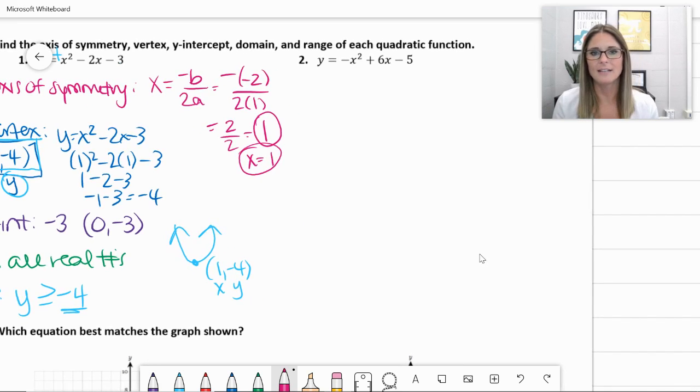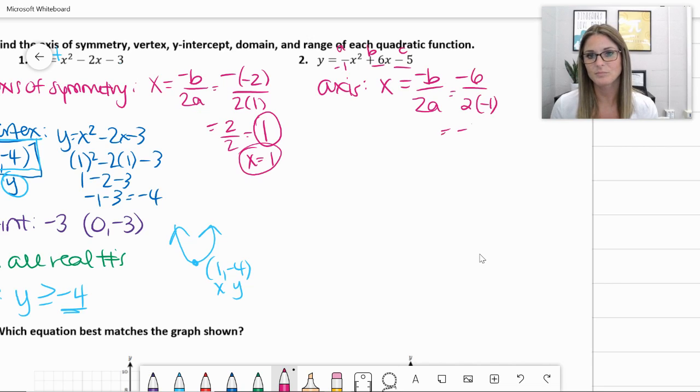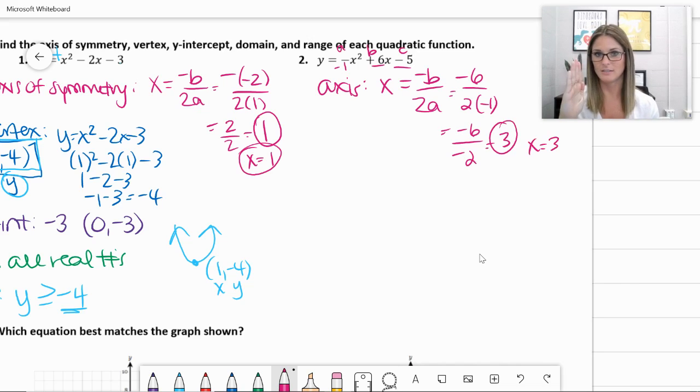Number 2, let's find the axis of symmetry. The formula is -b/2a. My a value is -1, b is 6, and c is -5. So I'm going to have -6/(2 times -1). -6/-2 gives me +3, or as an equation, x equals 3 is my axis of symmetry.